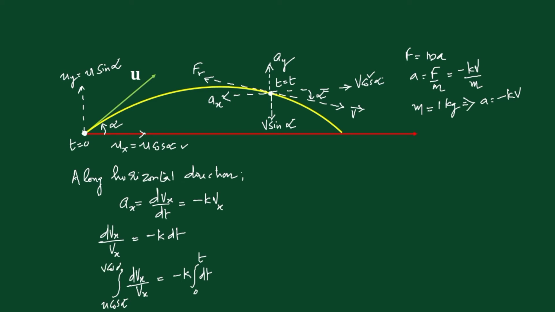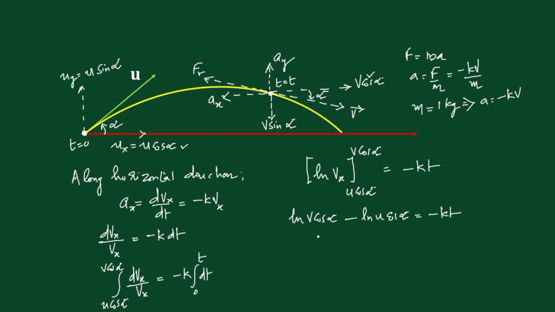On integration we get natural log vx from u cos alpha to v cos alpha equal to minus kt. First we put the upper limit, then we get natural log v cos alpha minus natural log u cos alpha equal to minus kt. Natural log a minus natural log b is equal to natural log a by b. So we can write natural log of v cos alpha divided by u cos alpha equal to minus kt. Cos alpha cancelled.